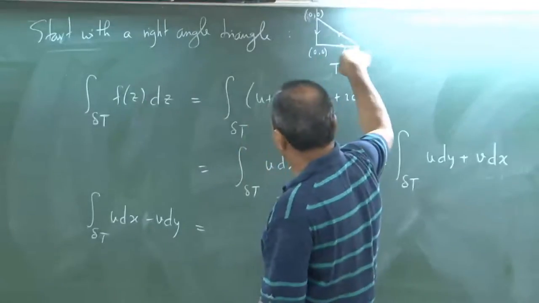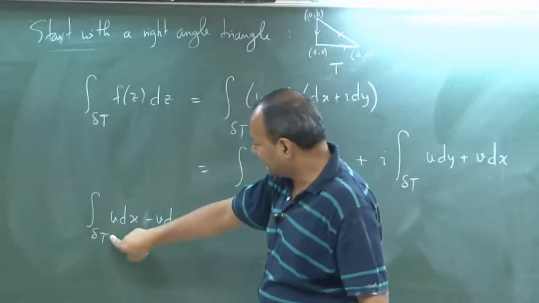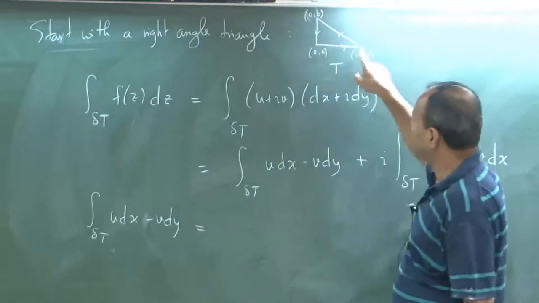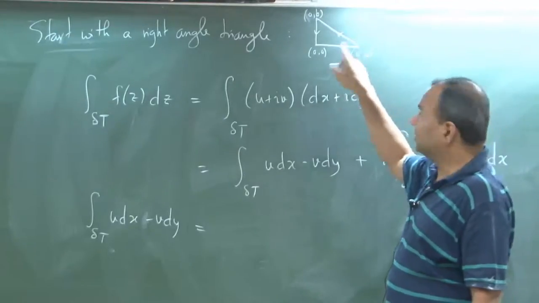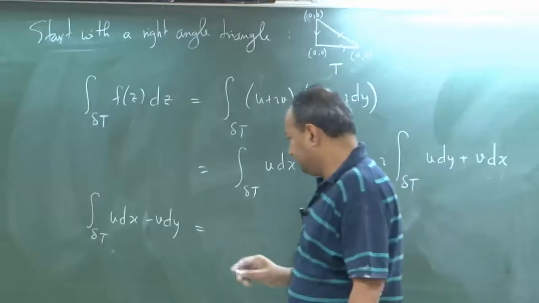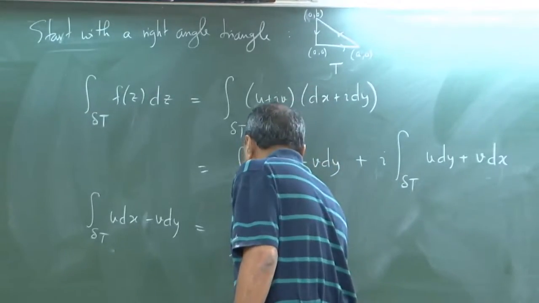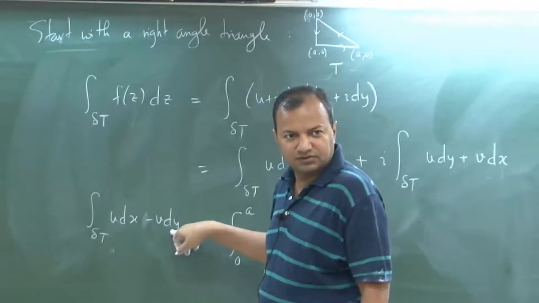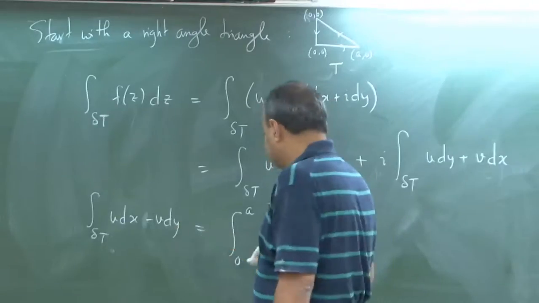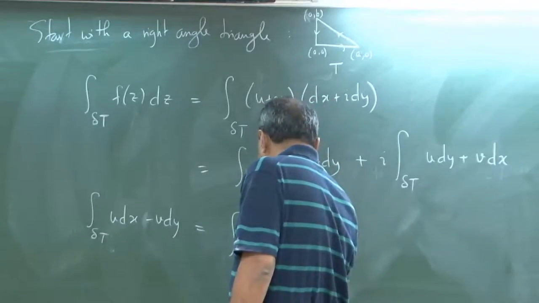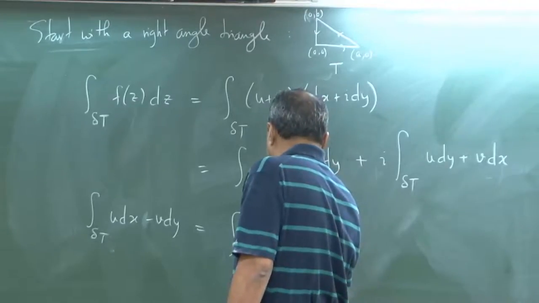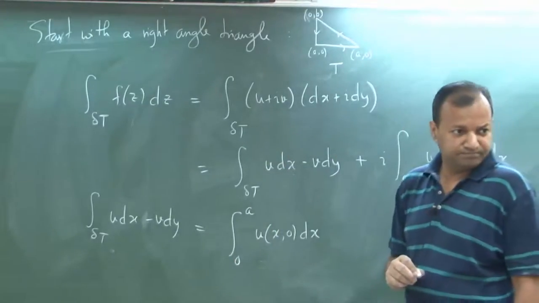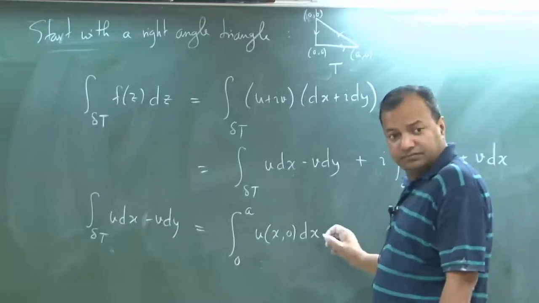Now we can treat this as a two dimensional plane and break delta t into three parts. In the first part, only x varies. It goes from 0 to a. y does not vary in the first part, so dy is 0. So, for the first part, we only get u of x 0 dx. In the first part, y is 0.